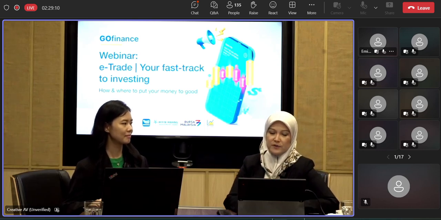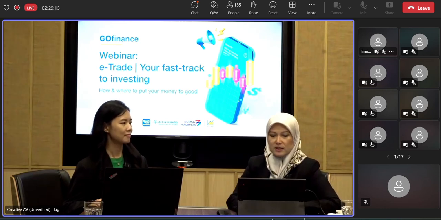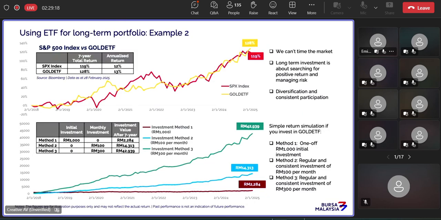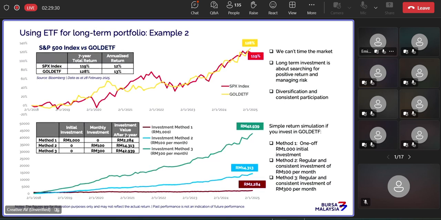Again, when you invest through three methods, you dump your money, 1,000 ringgit. The investment value after 7 years is about how much? It's 2,284 ringgit. Method 2, you put 100 ringgit. How much do you get after 7 years? It's 14,313, which is a lot more. If you put more money, if you put 300, then it becomes 42,939. That's why for investing, you need to put aside money on a monthly basis. You have to have a regular habit of putting aside your money for investment.